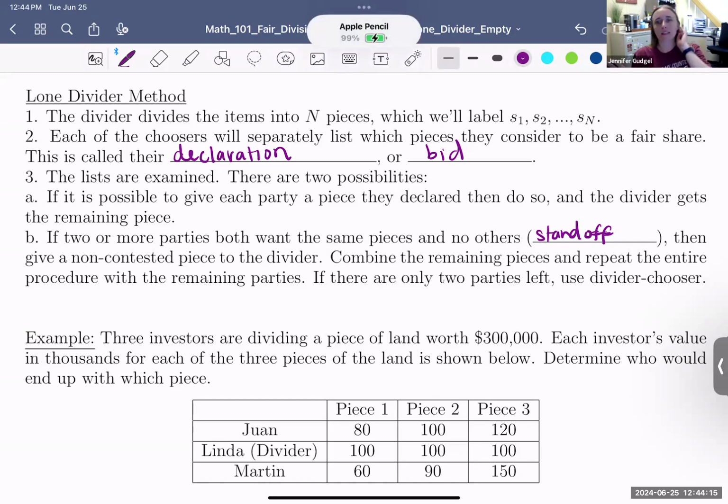All right, I think that this method, divider chooser method, or I'm sorry, the lone divider method, is just a lot easier to see in examples. So I'm going to go ahead and move on to the next video and just try to walk through this example slowly so that we can get to that hopeful understanding of the way the method works.